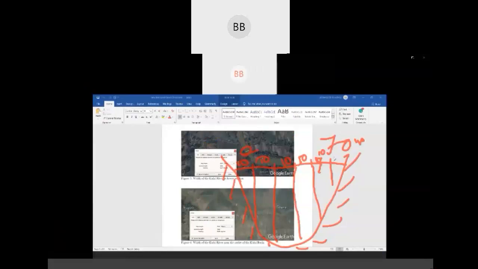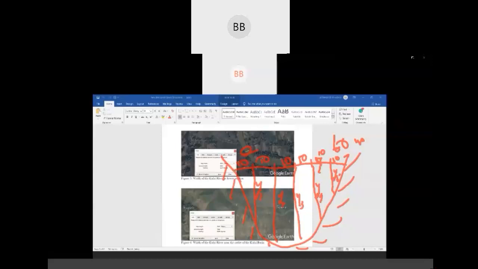If we consider it, it will be 60 meter. 1, 2, 3, 4, 5, 6. Now we are going to measure the depth of flow. Here y1, y2, y3, y4, and y5.